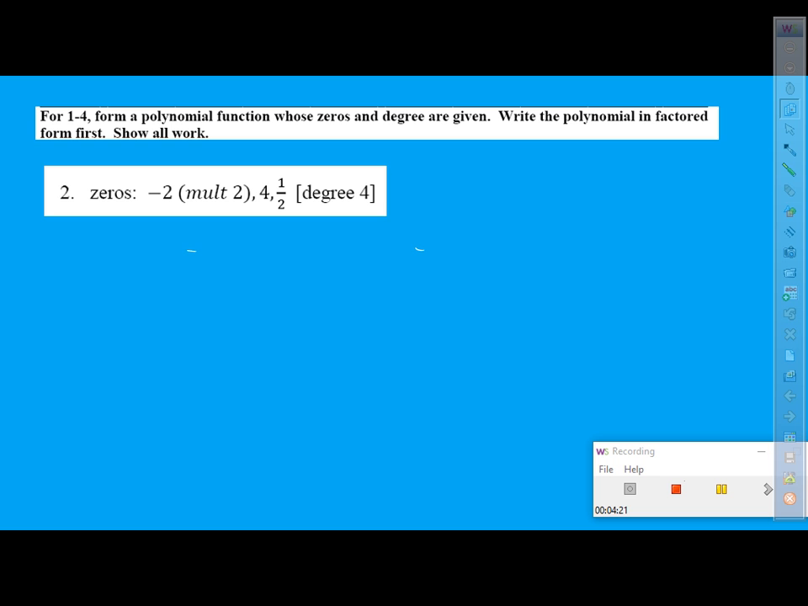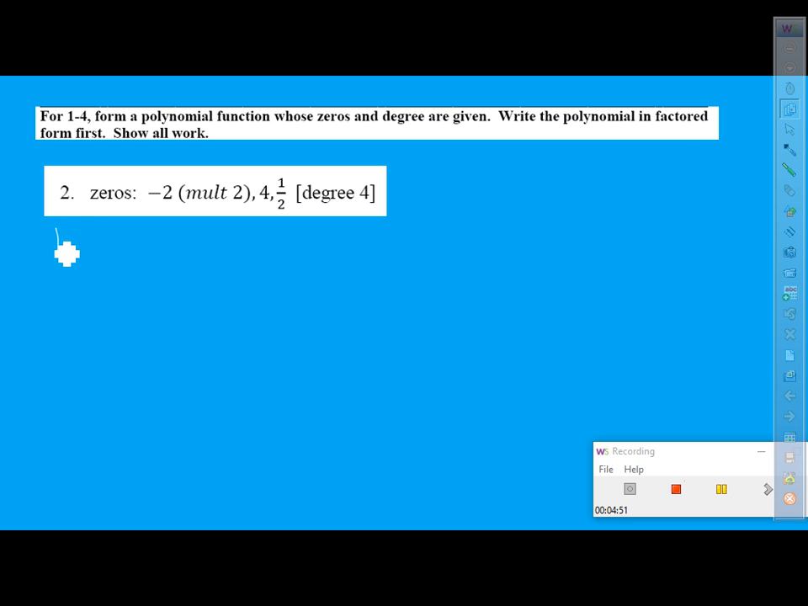Here goes our number 2. This one's going to take a little bit of work. See this -2, multiplicity of 2? Here's what that means. That means there's 2 answers of -2. It means graphically it comes down, touches right there, and comes right back up, and then does some other things. So here's how to handle that.